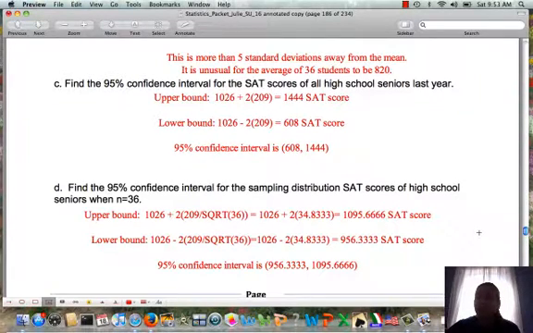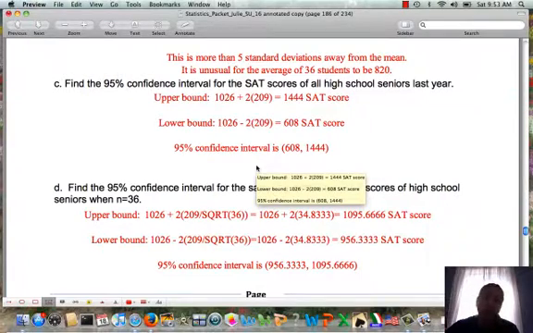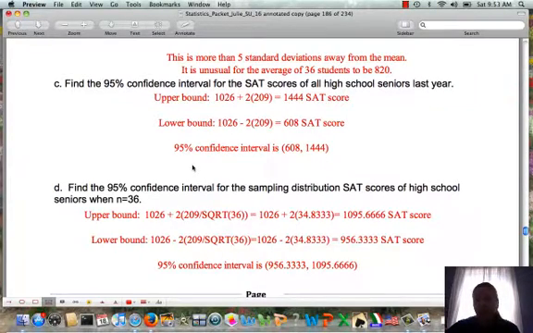So remember, this is 95% confidence, so we say it's around 2 standard deviations. So with 95% confidence, we can predict that the true mean SAT score for all high school seniors is 608 to 1,444 for their SAT score. This is quite a big range, and again, that's because we have this high 95% confidence, right? This is a large range for the SAT scores if we know the average is 1,026.